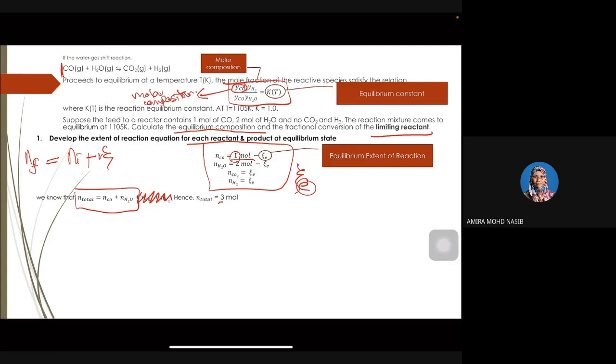because your coefficient is 1. Same goes to the final moles of water, where you have 2 moles at the initial, as stated in the question, minus extent of reaction in equilibrium. It's also minus because it's a reactant, and it is 1 in front of the extent of reaction. Since it's stated there's no carbon dioxide and also hydrogen, I just straightforwardly put zero there. Okay, next.